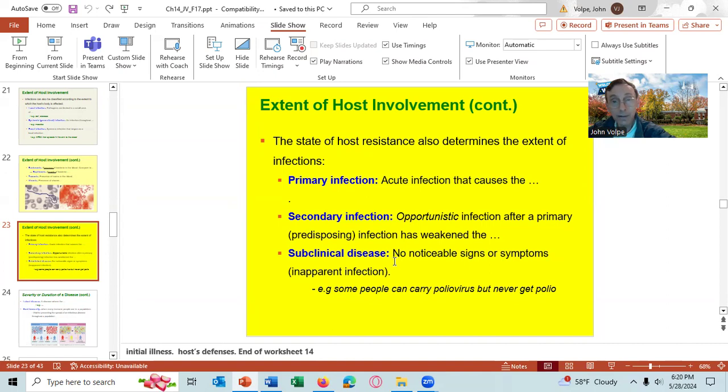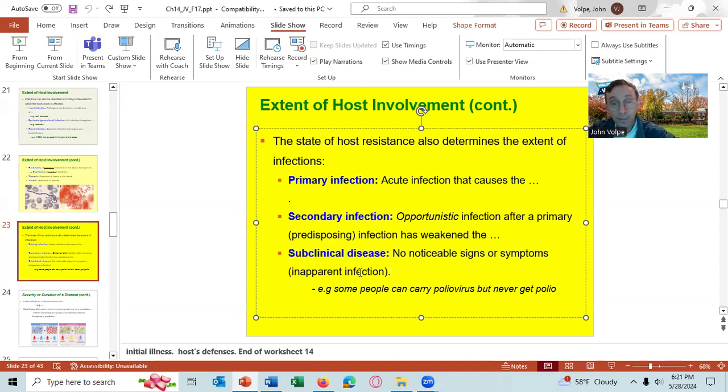A subclinical disease is when a patient gets the disease-causing organism. However, the patient has no noticeable signs or symptoms of disease. This is an inapparent infection, and we've talked about it before. We call it an asymptomatic disease. Here it's called a subclinical disease.